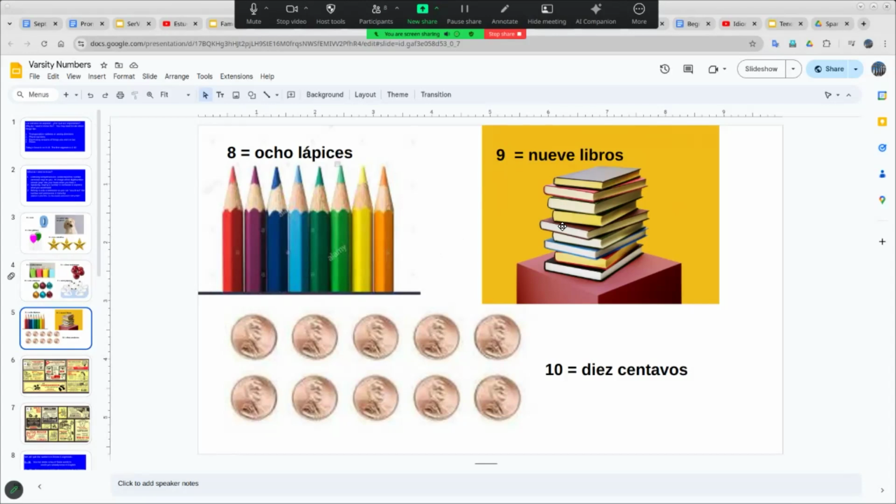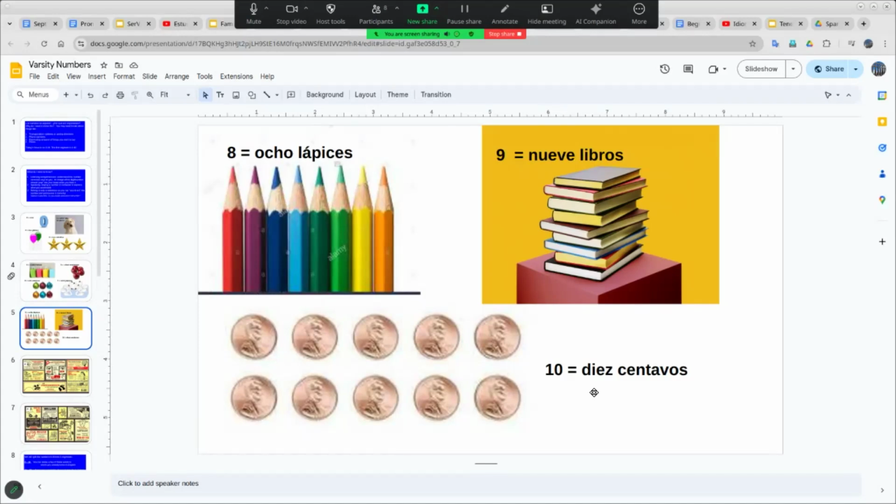This word nueve sounds a whole lot like another word, but there's only one letter difference. There's also a word, nuevo. Nuevo is not equivalent to nueve. Nuevo with an O at the end means new, something that you never had before. But nueve, ending in an E, is the number. Okay? And then diez.